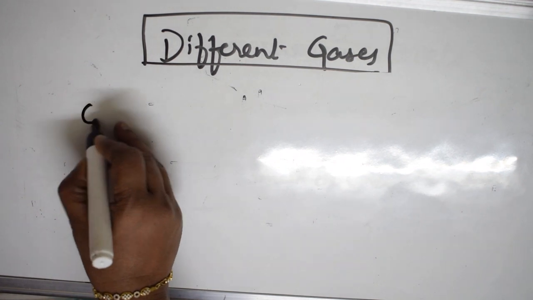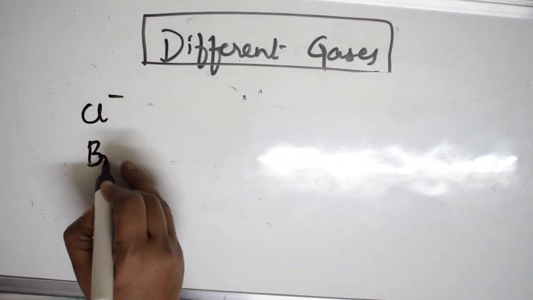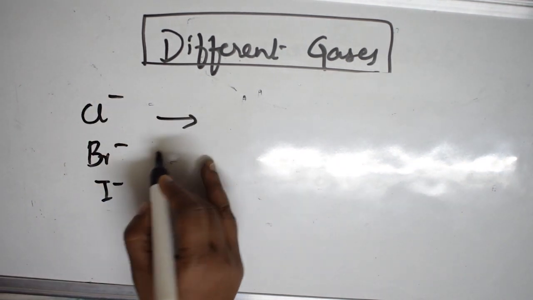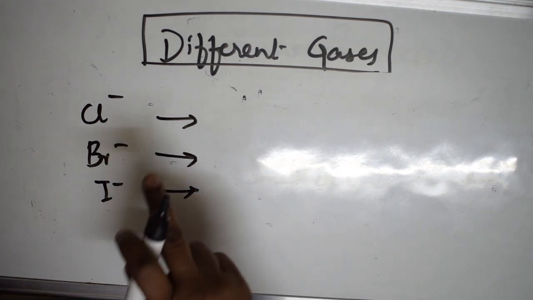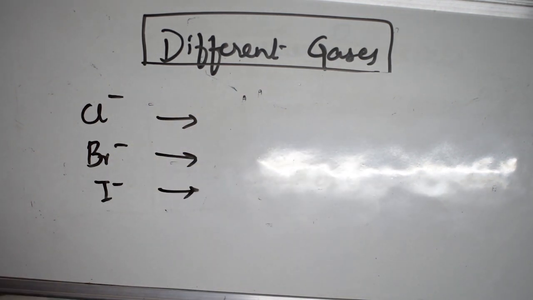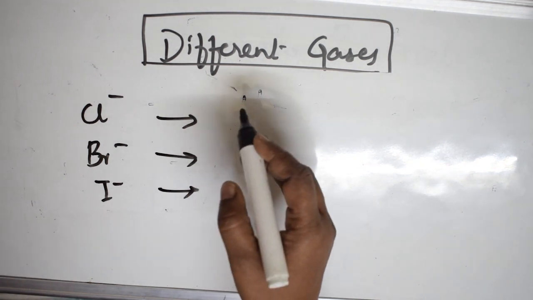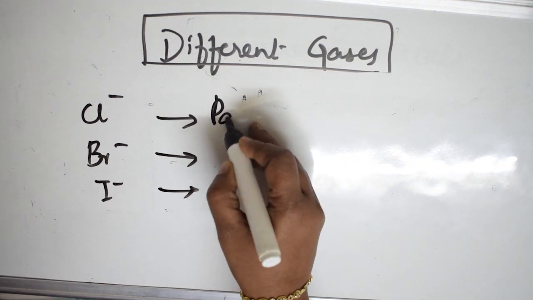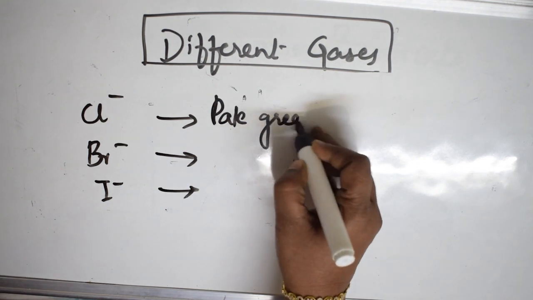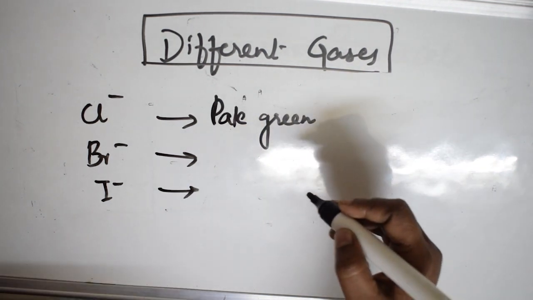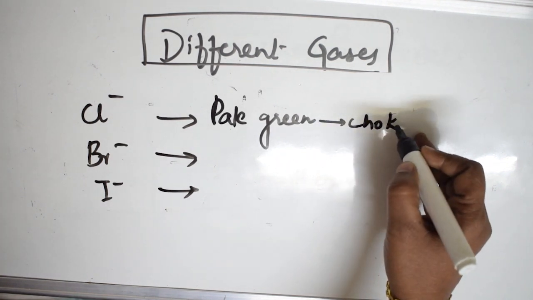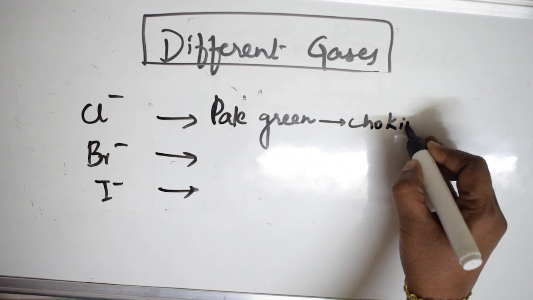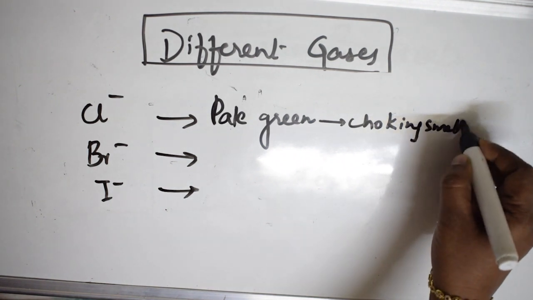We have chloride, bromide and iodide. Your teacher will ask you what you have tested and how you knew the color of the gas. For chloride, you can tell your examiner that when it evolved, you could see a pale green colored gas. You could feel a choking smell, the same as we learned in sulfur dioxide. So you can say pale green.